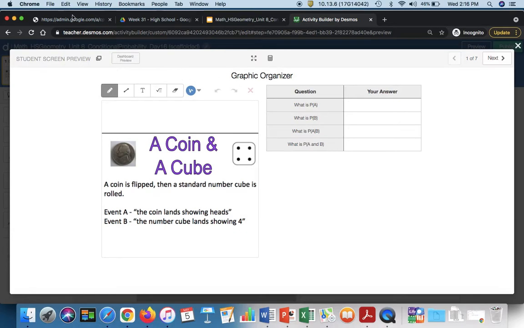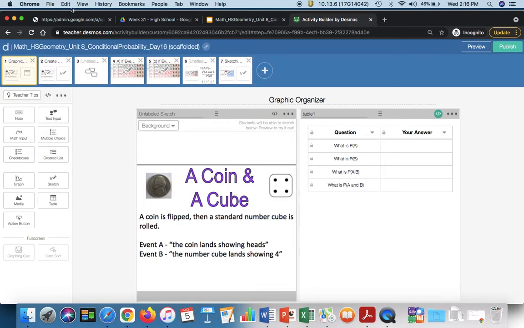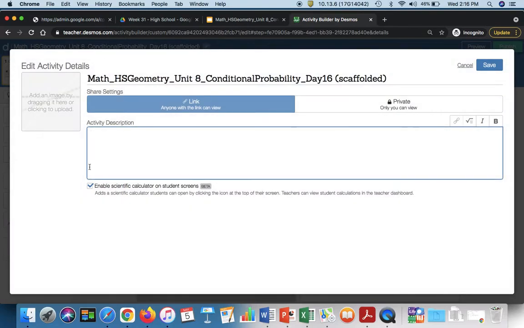If you're using Desmos, the scientific calculator is really useful in these lessons as students are computing these probabilities. Just to add it, and if you forgot how to add it, you just click your name and click Enable Scientific Calculator.